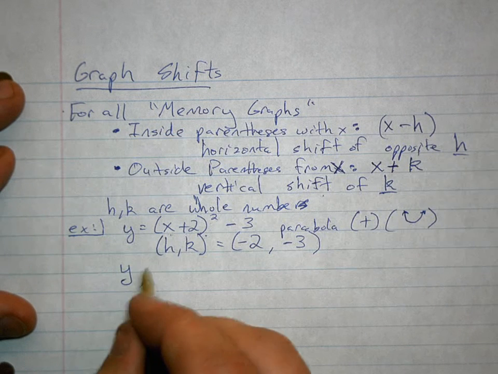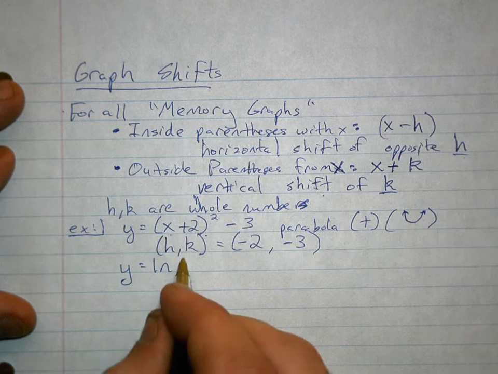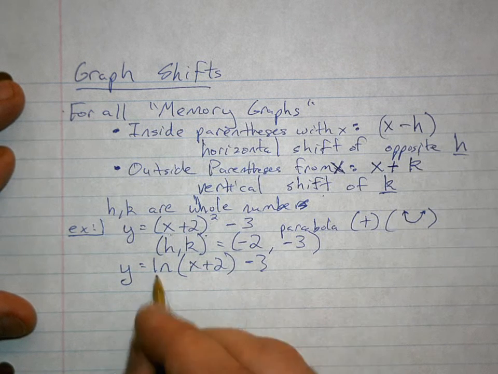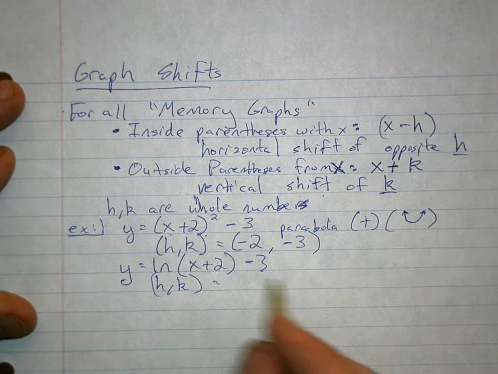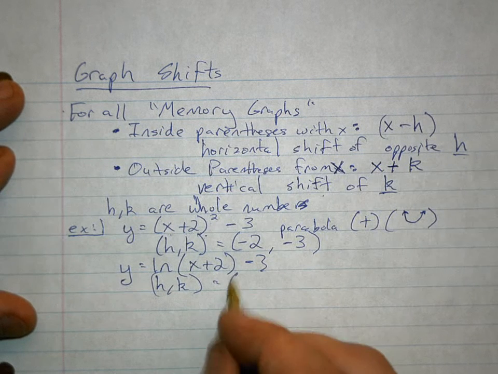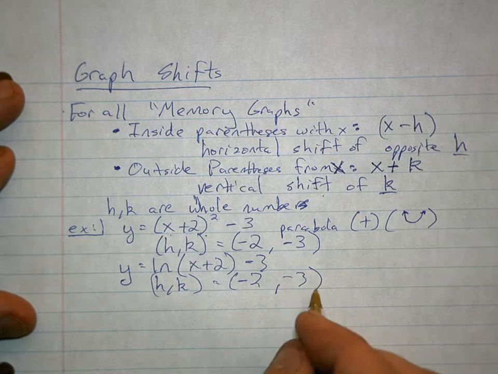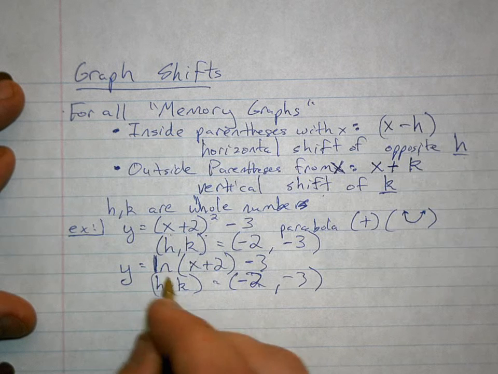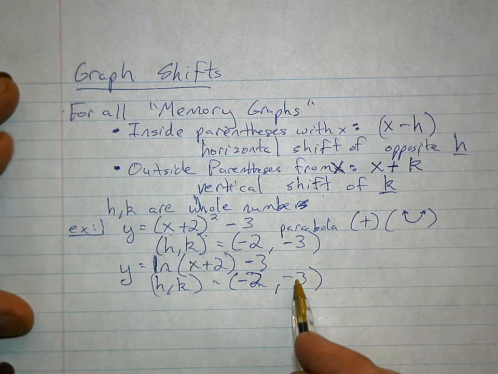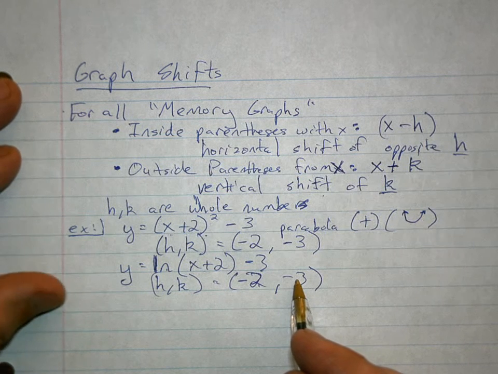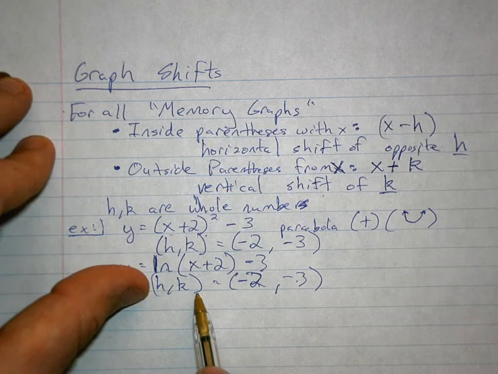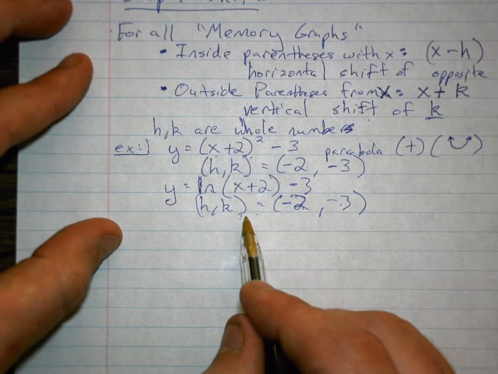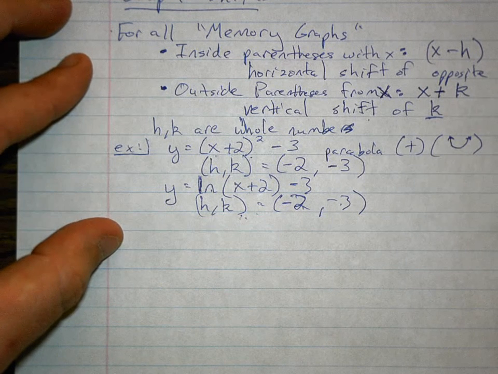What if I gave you something a little bit more tricky? So like y equals ln of (x plus 2) minus 3. What is my h, k? Somebody? Negative 2, negative 3. You like that? How's that inverse? This is ln. I'm not looking at inverse. That's just telling you what your graph looks like. What h, k is telling you is where you're shifting. It's your starting point of the graph, like the center of a circle.